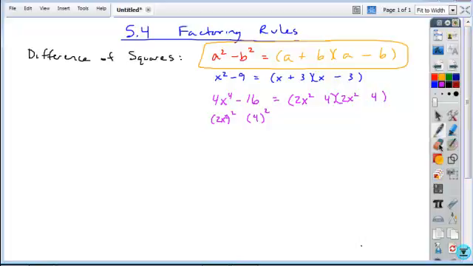Oops, let me go back. I didn't want to put the 4 there to start with, so hang on just a second.